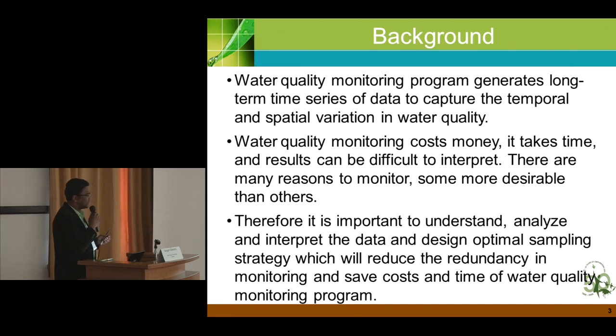But the question is whether we really need the 4,000 monitoring stations, or whether we really need to monitor the different water quality parameters frequently. So there are a number of tools or techniques to see whether we can reduce the number of sampling stations, or whether we can reduce the frequency of the sampling of water quality variables.